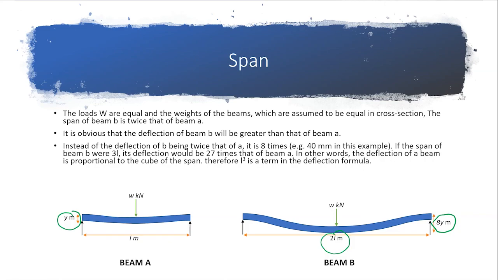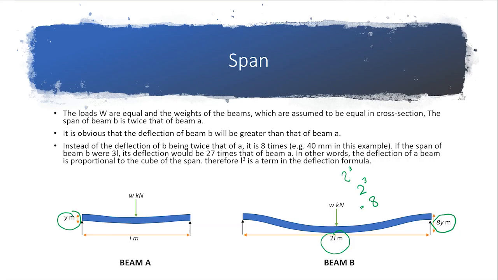What does it mean? You see that this is L meter and here is double the L meter, meaning twice the length. So 2 to the power of 3, because it says L to the power of 3. You will get 8. So 8 times the deflection of beam A.